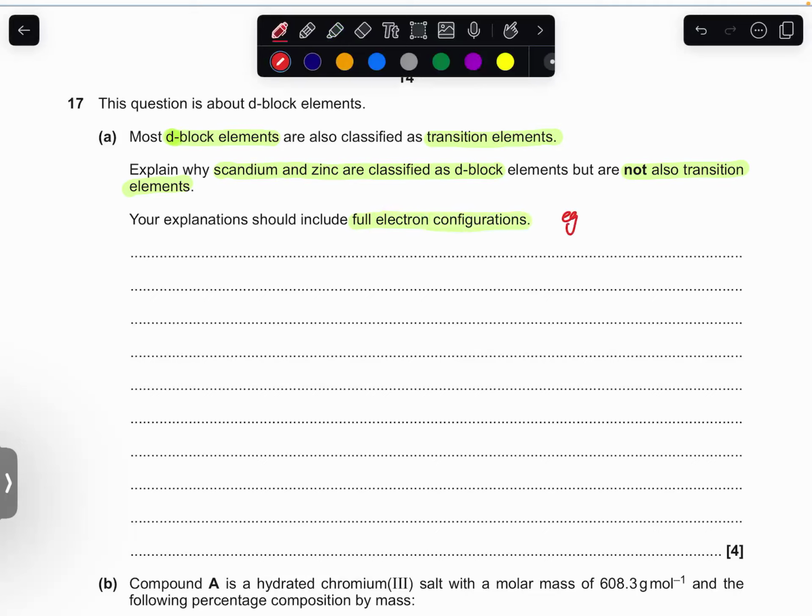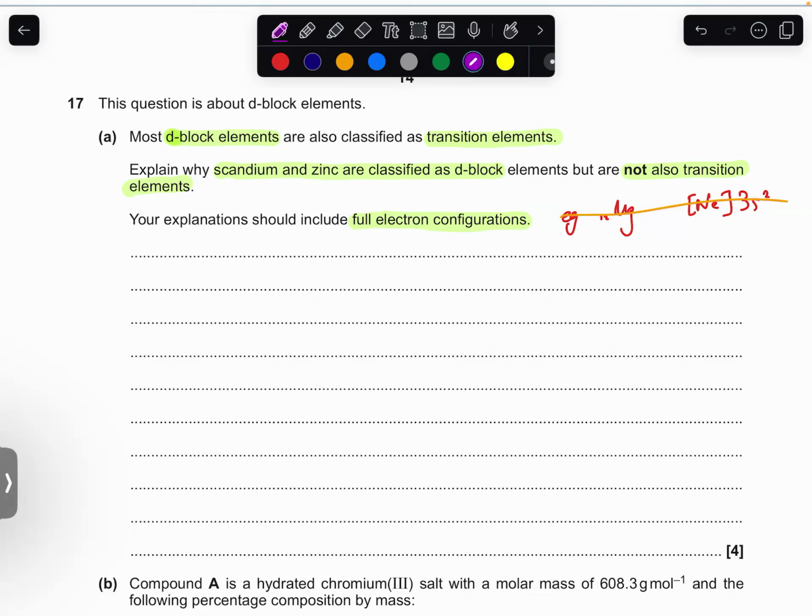E.g., if you've got, say, magnesium electron configuration, which is atomic number 12, you can't write that down as Ne and then 3s2. They don't want the shorthand. So let's cross that out. Now, explain why scandium and zinc are not transition elements.